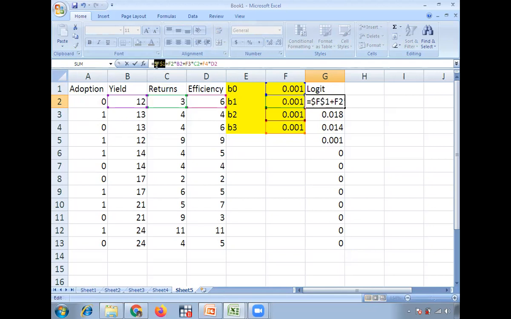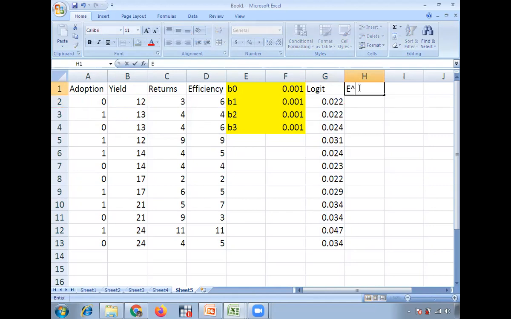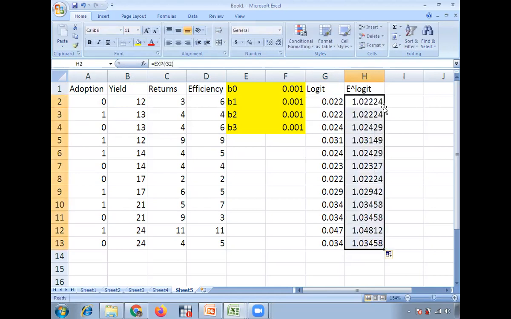Now you see, we have the $ symbol over here. It is fixed. Similarly, we have to fix F2 as well. So fix F2, fix F3, fix F4. That's it. Now we are fixed. Once we have fixed, if you drag, you see now we are getting logit. Then next, what do you have to find? We have to find e to the power logit. So simply go for exp, exponential of the logit value. So this is what you're getting.